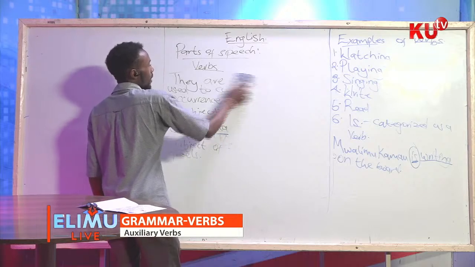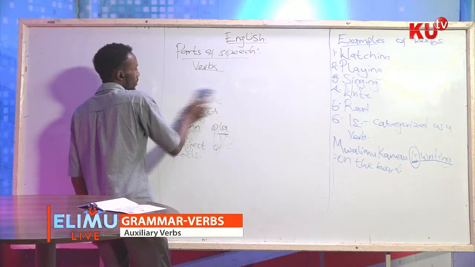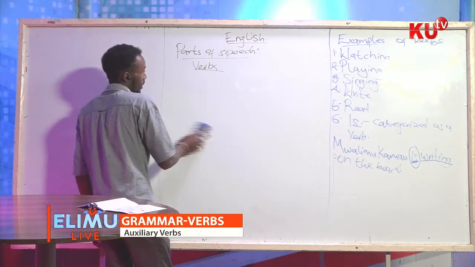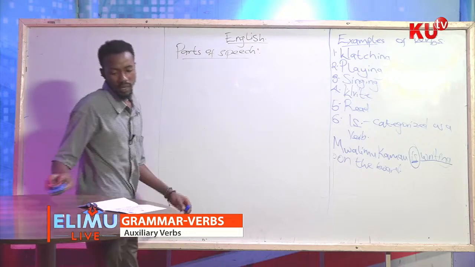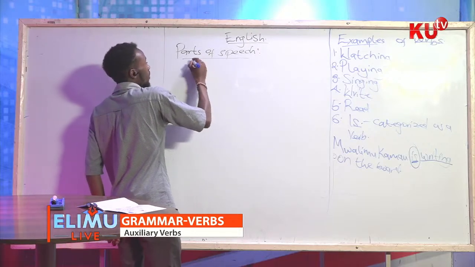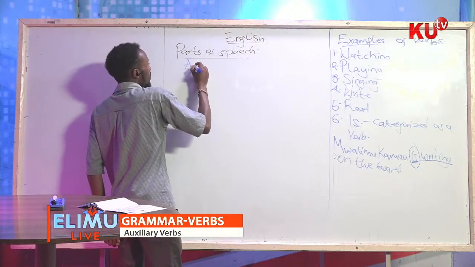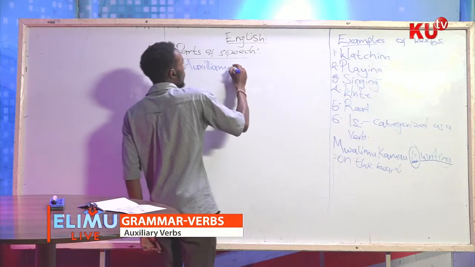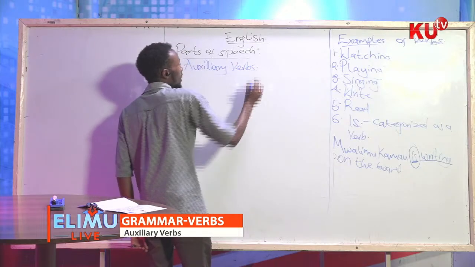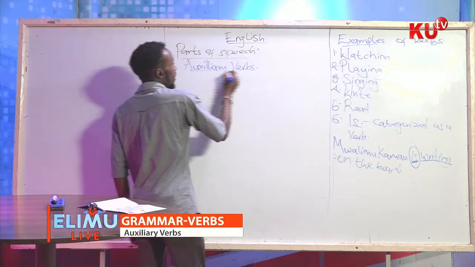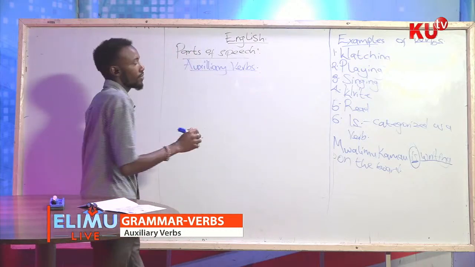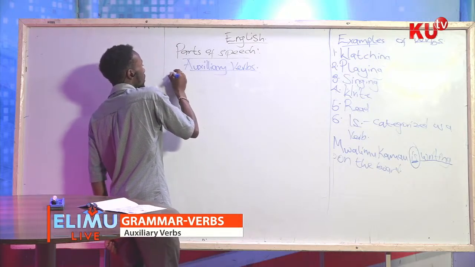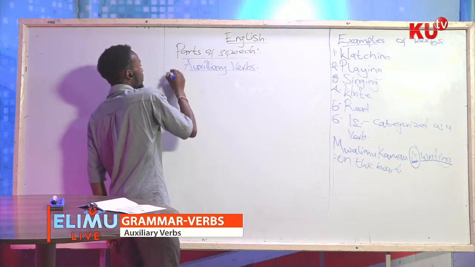These are verbs that are very crucial in the construction of a sentence. Now, let us look at helping verbs, also called auxiliary verbs. These auxiliary verbs have another name, which is helping verbs.